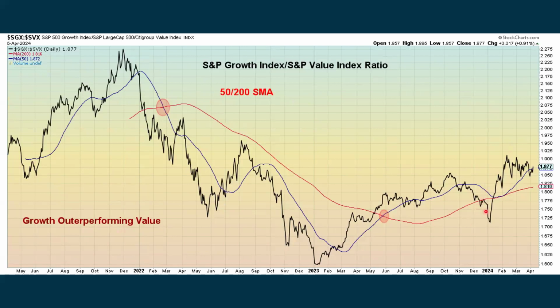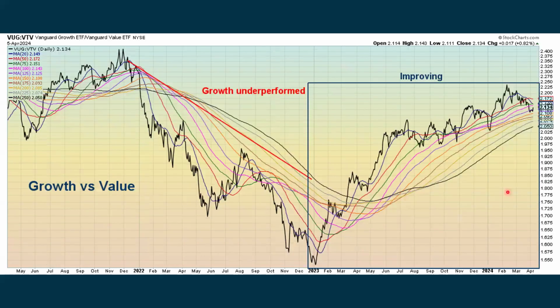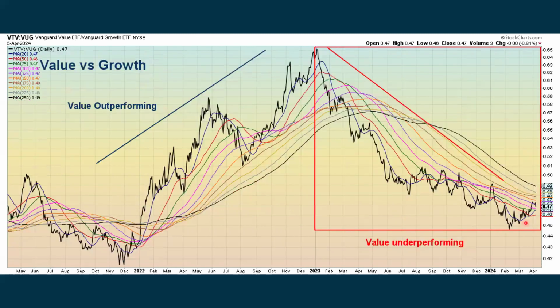Another index looking at how growth is outperforming value. And then here's using some different ETFs where growth has been pulling back on a ratio basis, but it's still outperforming. Value has been bouncing back up, but still continues to underperform. So we have a number of different ways of looking at this, and we kind of reach the same conclusion. Growth is outperforming value, but it has been pulling back lately.